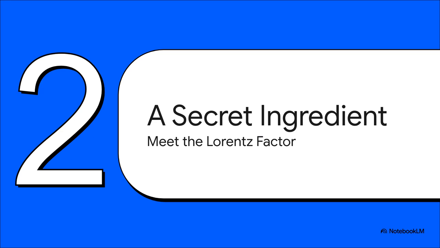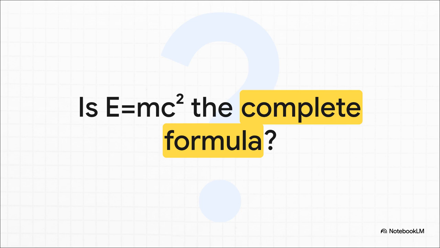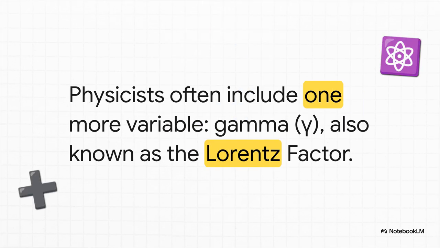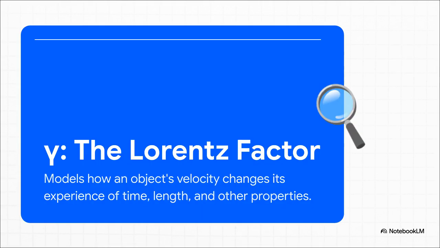But is that the whole story? Well, it turns out there's another little piece to this puzzle. You see, to get the full picture, we really need to look at a slightly more detailed version of the equation, the one that physicists often use. They add one more variable to the mix. This symbol right here, the Greek letter gamma. And this is where things get really interesting. This gamma is something called the Lorentz factor. It's kind of the secret ingredient that really explains why this cosmic speed limit exists.